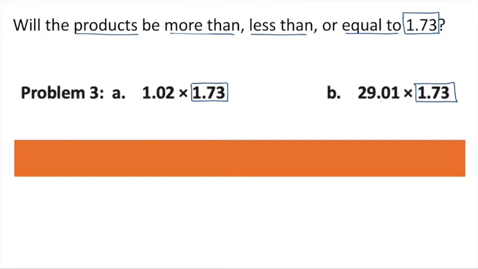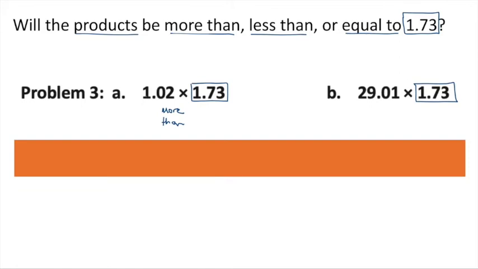So let's take the first problem. First question you're going to ask yourself is, is this factor less than, greater than, or equal to 1? That's right, it's a little bit more than 1 whole, which means that our product, since this is more than a whole, is going to be more than, right? It's going to be more than 1 and 73 hundredths because our factor that we're using here is more than 1.